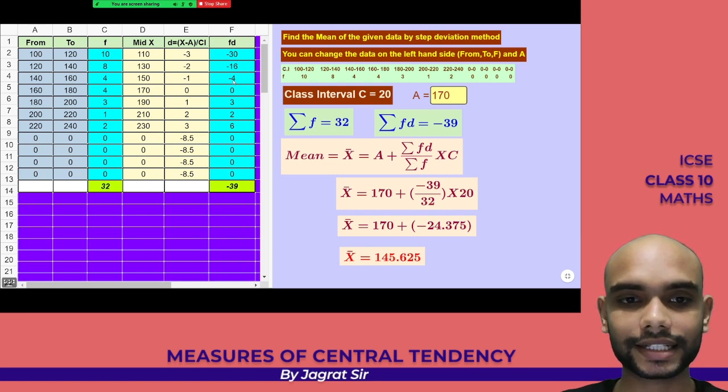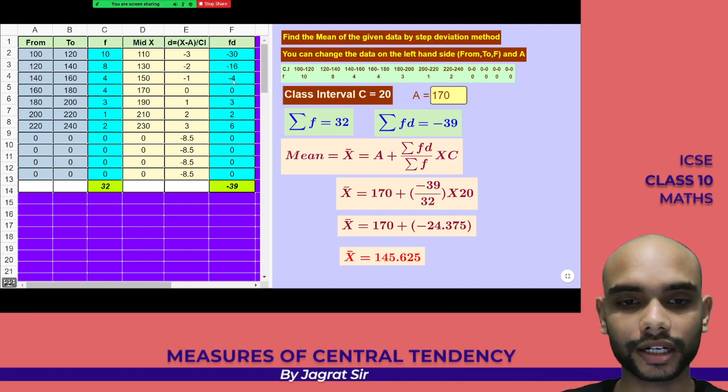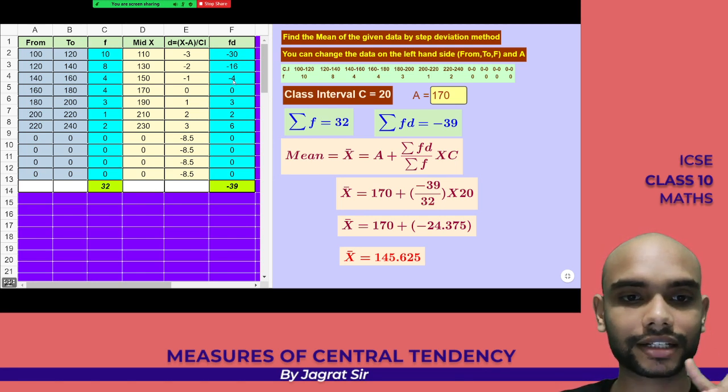Now multiplying this d part, like d, with 10. So fd, you are getting 3 into 10, minus 30. You don't need to remember that. Just remember you need to multiply it by frequency. So it will work out. So 30, 16, 4, and then adding all of them, you will get 39. Dividing them by the total of frequency, and you subtracted the assumed mean, so add the assumed mean, and you divided by the class interval, so multiply by the class interval.